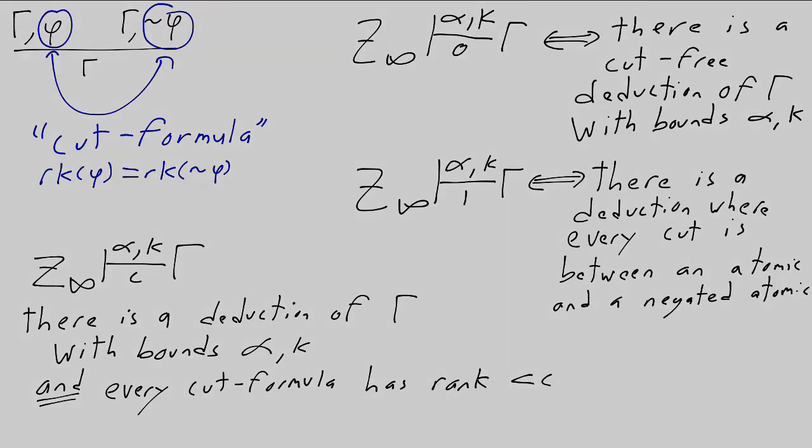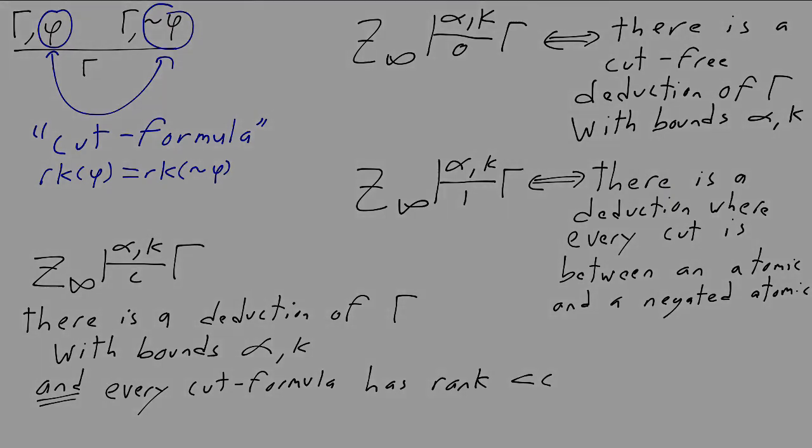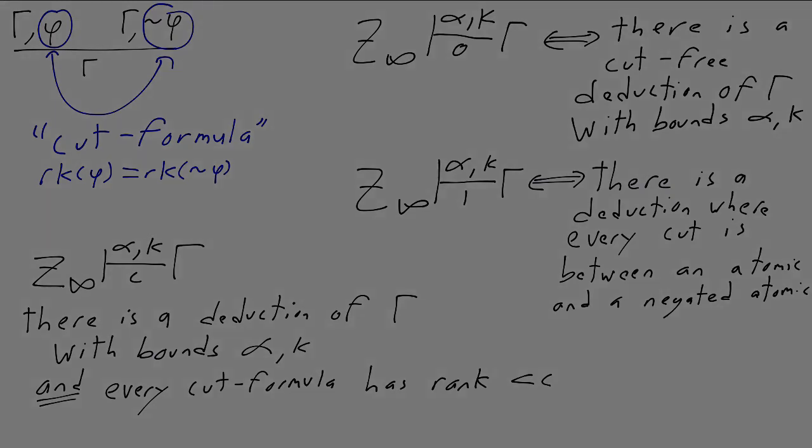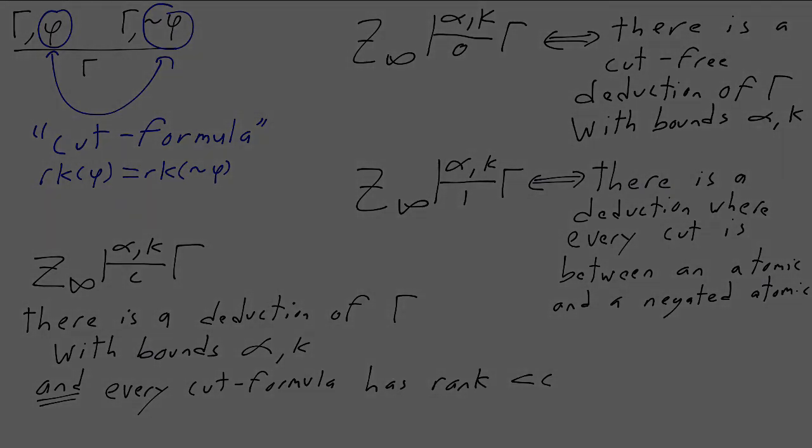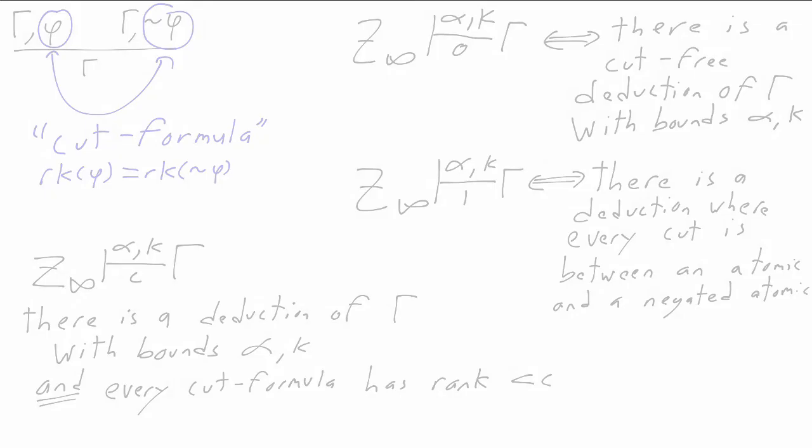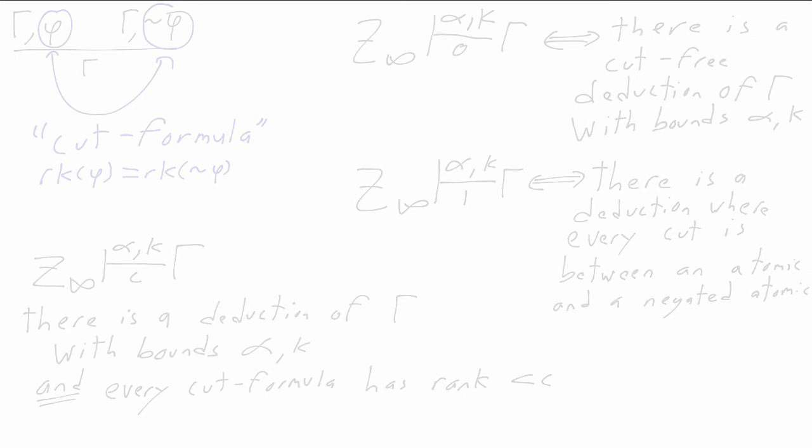A deduction could, in theory, have infinite cut rank. Z infinity allows deductions with infinitely many branches, which might have more and more complicated cuts. These don't happen naturally. In particular, they don't happen in the deductions we care about, the ones where we took a proof from PA+ and converted it to Z infinity.